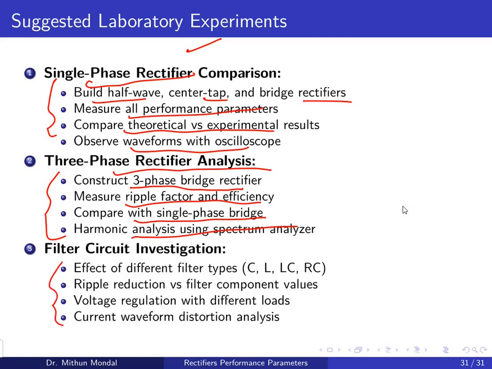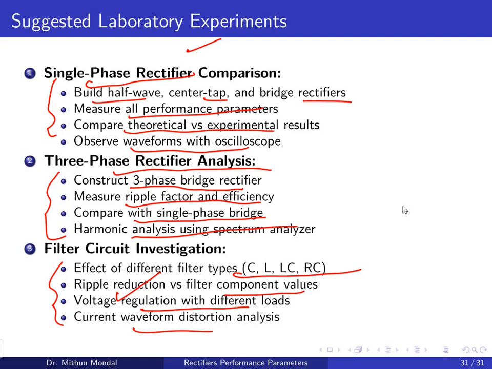And a filter circuit investigation we need to do: determine the different types of filter design in the form of inductor, capacitor, and combinations of LC and RC, do the ripple reduction versus filter component values, voltage regulation with different loads, and current waveform distortion analysis. So these are some of the suggested laboratory experiments that we can do to have a quick, good understanding of the rectifiers.